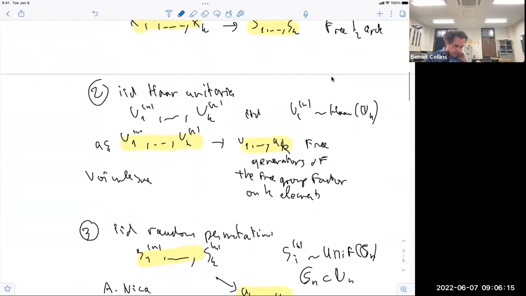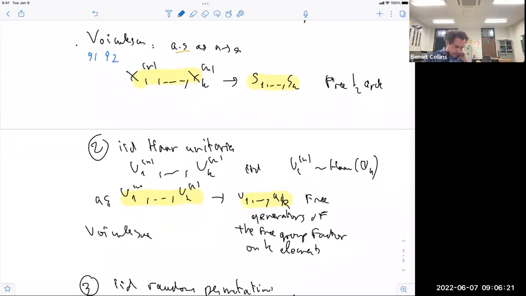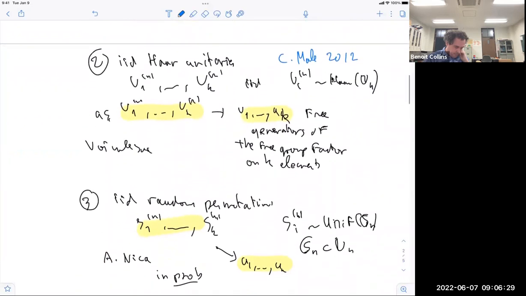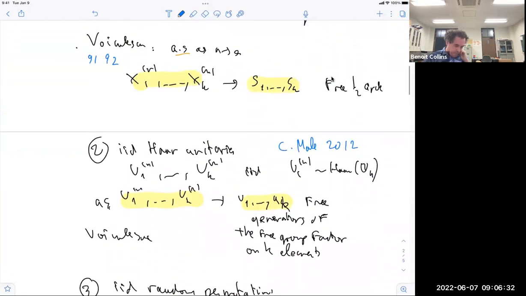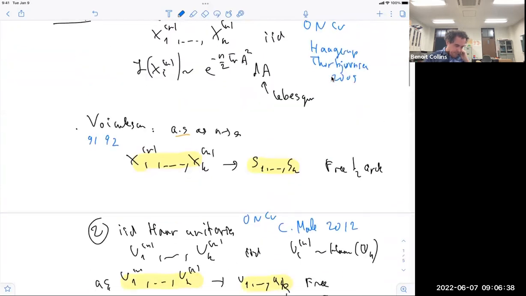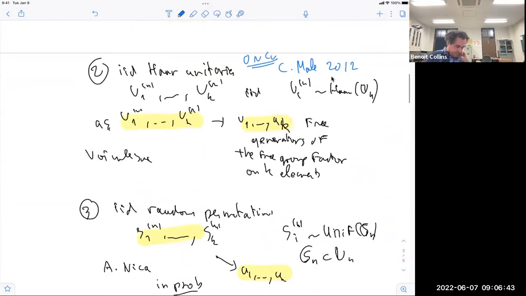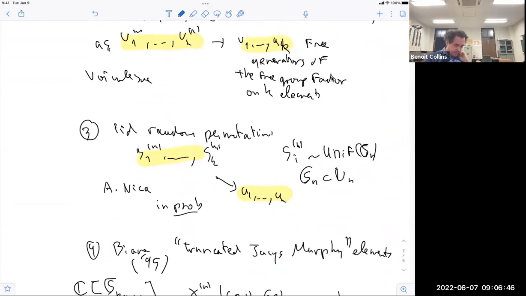This here was proved for the first time by myself and Camille Male in 2012, I think. So which means that we have operator norm convergence here. Okay, so here this is known. Here this is known. Here, and this is false. We don't have operator norm convergence. However, we almost have it.